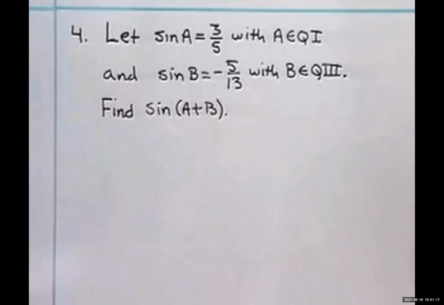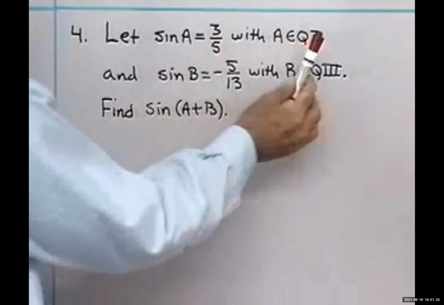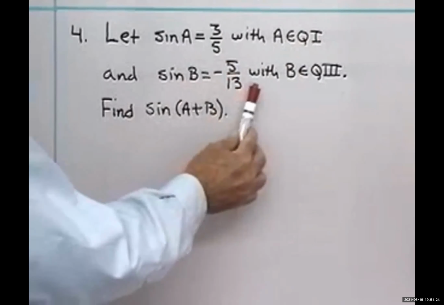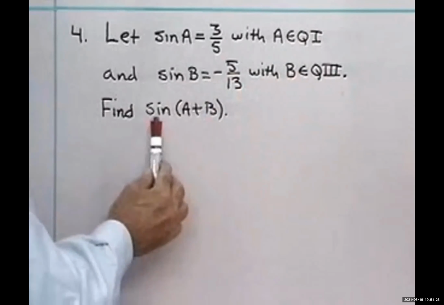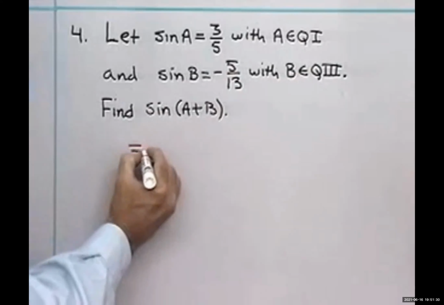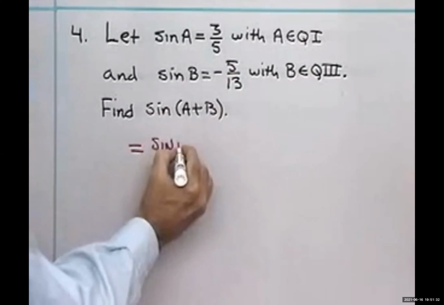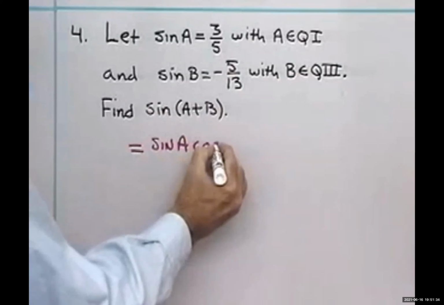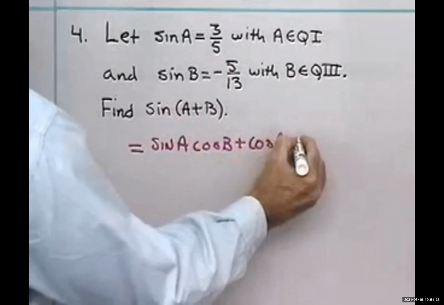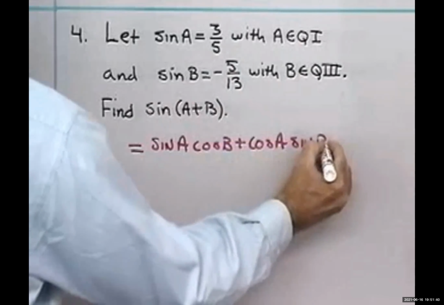We want to let sine A equal 3/5 with A in quadrant 1. Sine B, a different angle, is -5/13 and B is in quadrant 3. And I want to find the sine of A plus B. Well, I know that the sine of A plus B is going to be the sine of A, the cosine of B, plus the cosine of A times the sine of B.